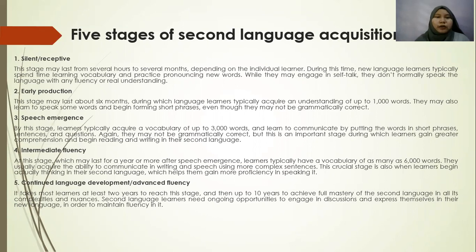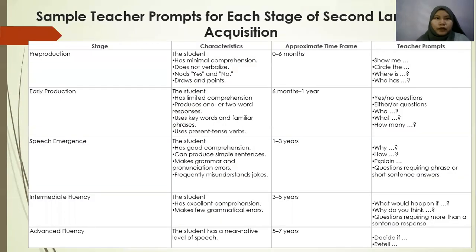Number 5 is the continued language development or the advanced fluency. It takes most learners at least 2 years to reach this stage, and then up to 10 years to achieve full mastery of the second language in all its complexities and nuances. Second language learners need ongoing opportunities to engage in discussion and express themselves in their new language in order to maintain fluency in it. So these are the sample teacher prompts for each stage of second language acquisition.